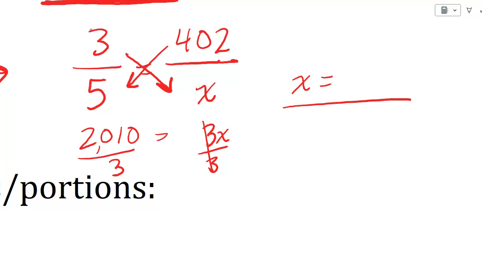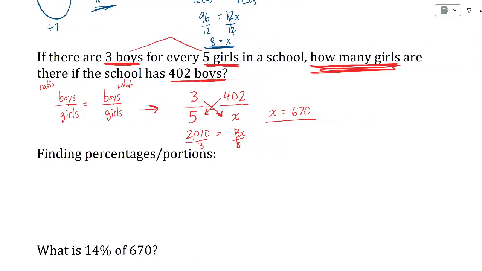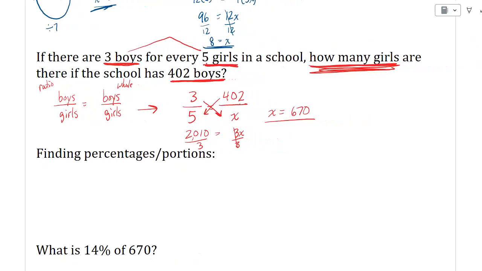And we have our answer. So 2010 divided by 3 is going to be 670. Let's also make sure we answer the question properly here. How many girls are there? So again, there are 670 girls in the school. Always make sure you're using units, all that good stuff.